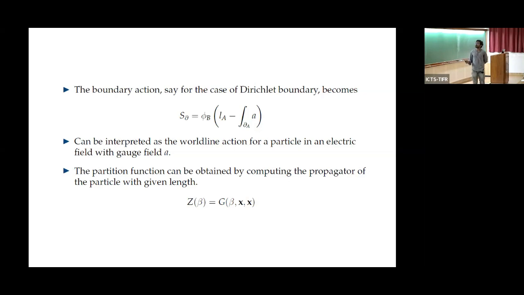So what we are going to do is to now use this understanding to compute the wave function for various boundary conditions. In particular, for this Dirichlet case, the partition function can be obtained by computing the propagator of this boundary particle with the specified proper length. Okay. So the partition function of JT gravity with Dirichlet boundary condition, with beta being the renormalized length, is just a propagator of the particle to travel from a position and come back to the same position in some proper time beta.